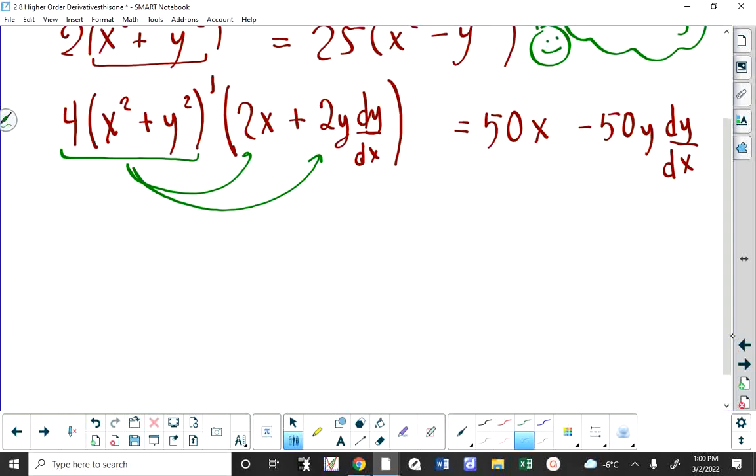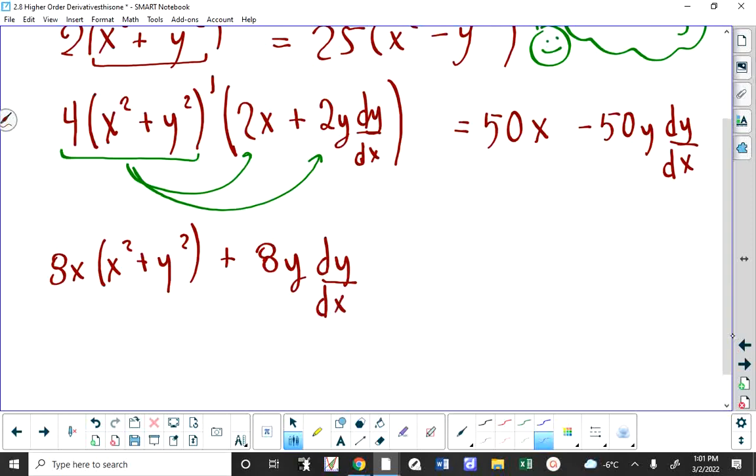So when I multiply the 2x by the 4 and the x squared plus y squared, I get 8x times x squared plus y squared. And then plus, I'm going to multiply the 2y dy dx times the 4 and the x squared plus y squared. So 2 times the 4 gives us 8. I have a y. I have a dy dx. Close brackets there. And I have a x squared plus y squared. And I'm going to double check all of that. My first product is going to be 8x with an x squared plus y squared, and that's fine. My second product has a 2 times a 4 times a y, which gives me 8y. It also has a dy dx and that x squared plus y squared. Now don't get sucked into factoring anything just yet, because then you're just going backwards. Right? We don't want to factor until we get our dy dx's collected together. This is equal to 50x minus 50y dy dx.